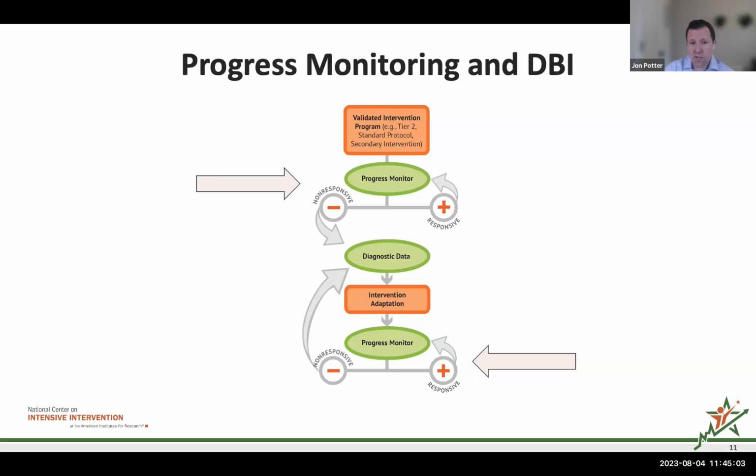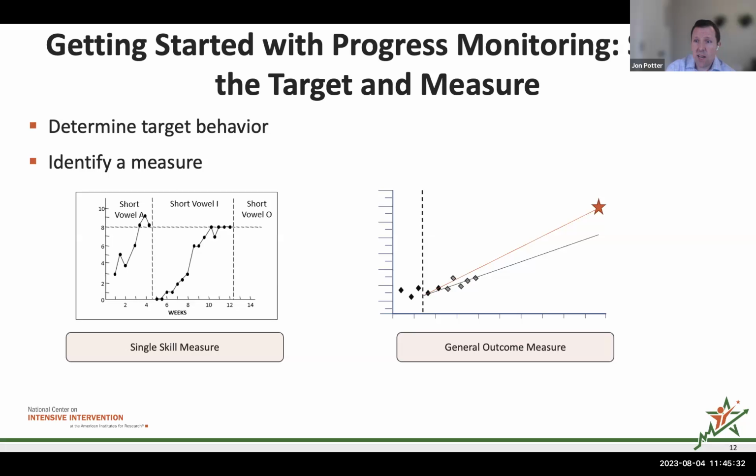And so to get started with progress monitoring, the first thing that we need to do is select the target and the measure. So what are we trying to measure? What are the skills that we want kids to learn? And how are we going to get a measure to monitor that in a way that's going to be meaningful for us? The first step is to determine the target behavior. So what is it? Is it reading? Is it math? Is it writing? But breaking it down even further within those areas.